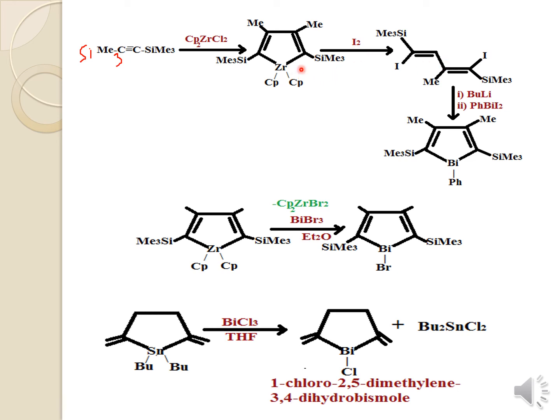Trimethylsilyls. Once you treat it with iodine, the ring opening will take place in this system, and then upon treatment with the butyl lithium and the phenyl bismuth iodide, when this compound is treated with this, again the ring closure will take place by the formation of the bismuth compound, the phenyl bismuth compound.